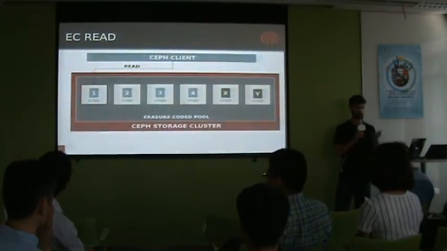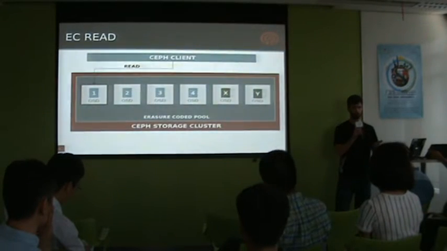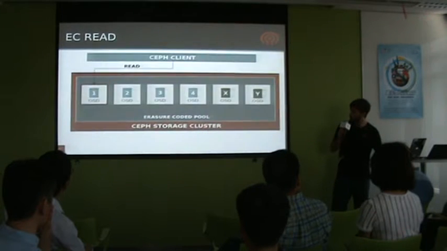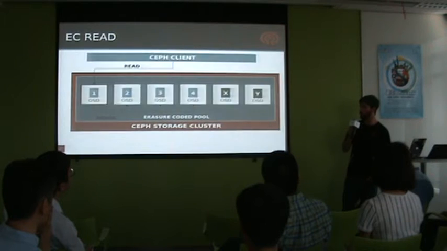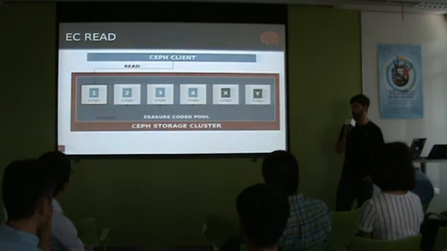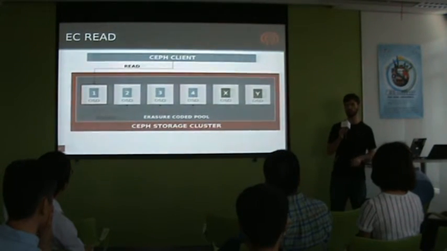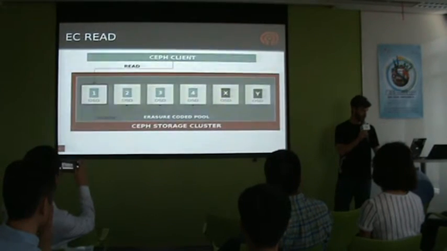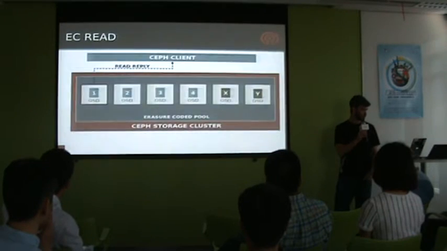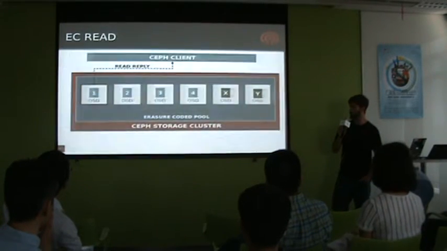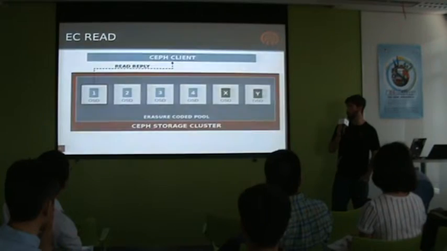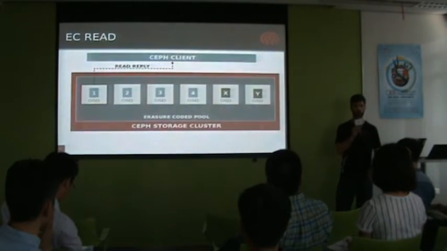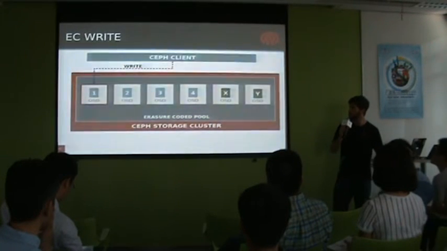In order to read an object from an erasure-coded pool, the client computes the location of the object using Crush and sends a read request to the primary. The primary then determines which chunks it needs to read to fulfill the request. In this case, there aren't any failures, so we can simply read the 4 data chunks and then stick them together. The primary then reconstructs the object from the chunks it read and sends the reply back to the client.